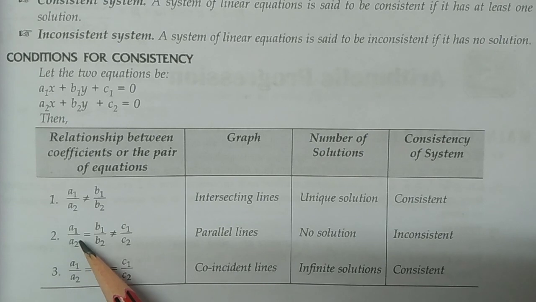Now second, a1 by a2 equal to b1 by b2 not equal to c1 by c2. It is parallel lines and there is no solution. It is inconsistent. Next, a1 by a2 equal to b1 by b2 equal to c1 by c2. These are coincident lines, so it has infinite solutions, and it is consistent.